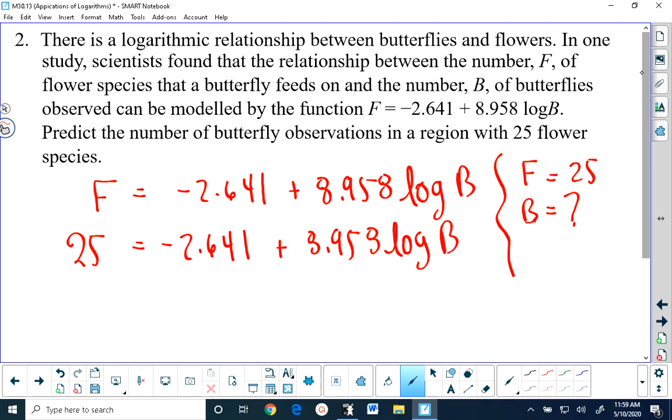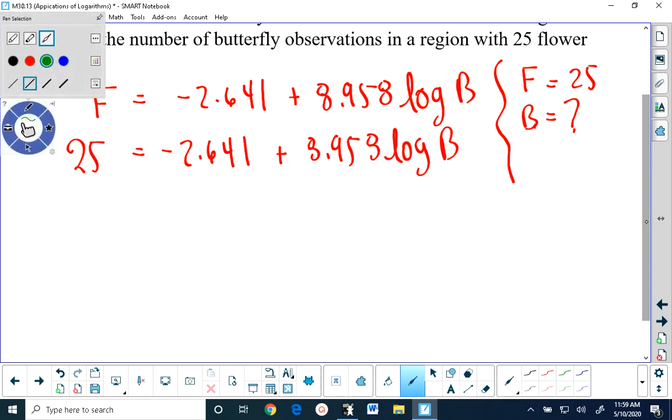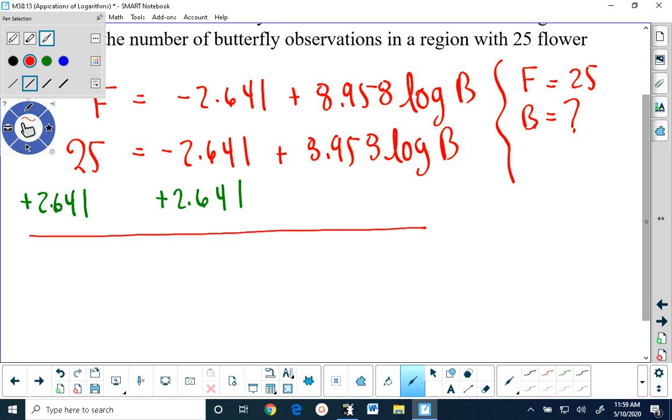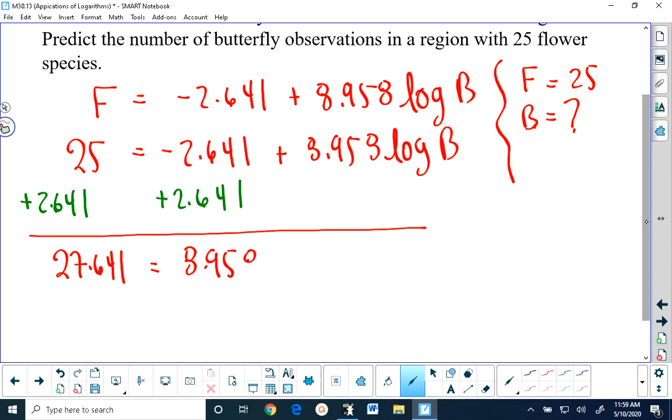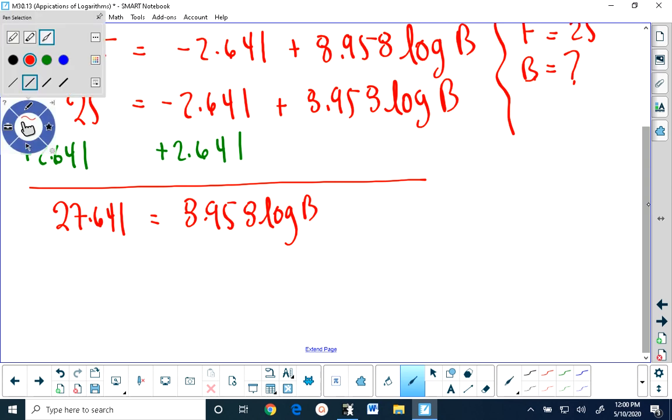So how do you go about solving this type of equation? I guess we're going to start off by adding 2.641 to both sides to get 27.641 equals 8.958 log of the number of butterflies. Then we can divide both sides by the coefficient of the logarithmic term.